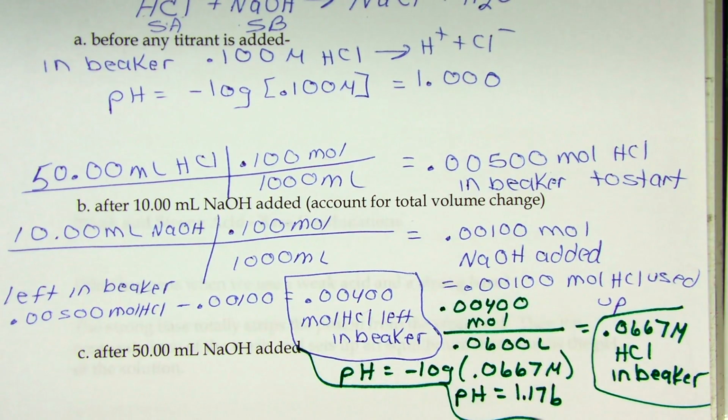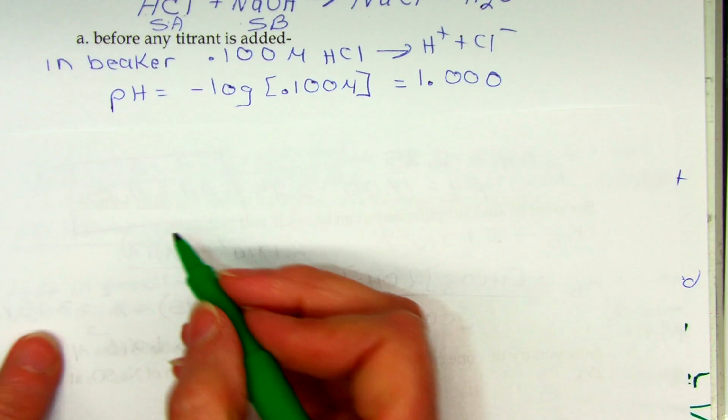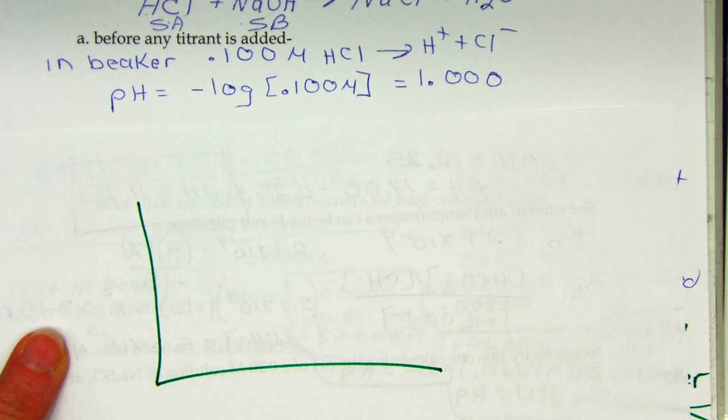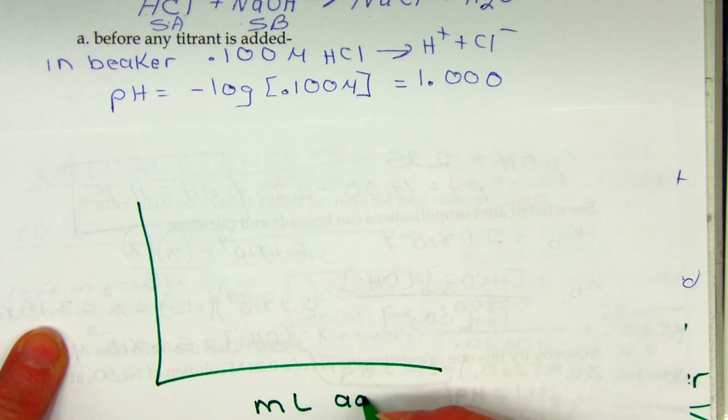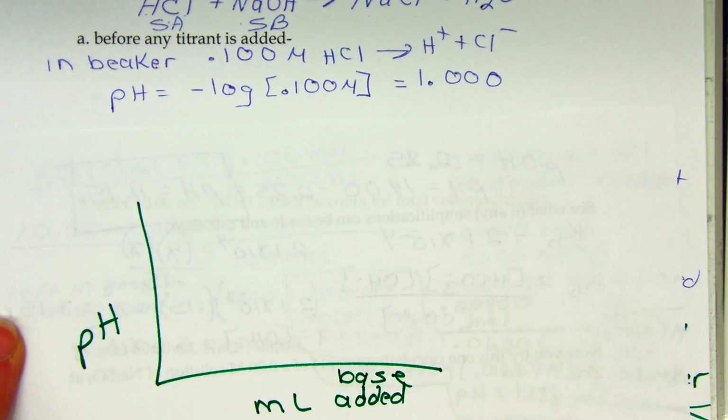So as I'm titrating, does my pH change? Yeah, it started going up. Did it go up a lot? No, it went up a little bit. So when we look at this, we're doing a titration, an acid-base titration. We have acid in our beaker and we're adding base. So we look at the milliliters of base that's added. And we look at the pH, and what we get is something like this.